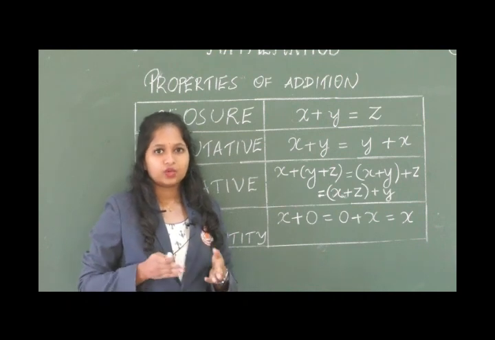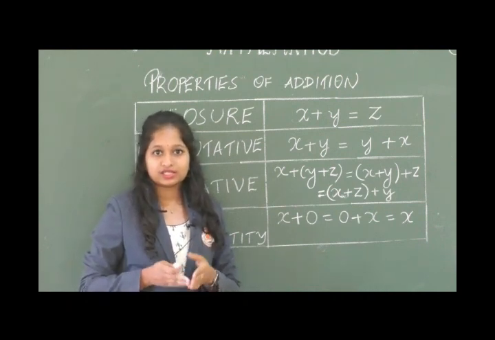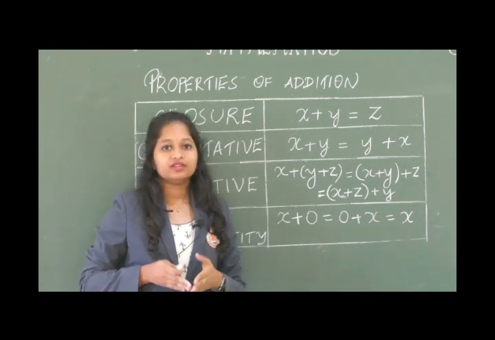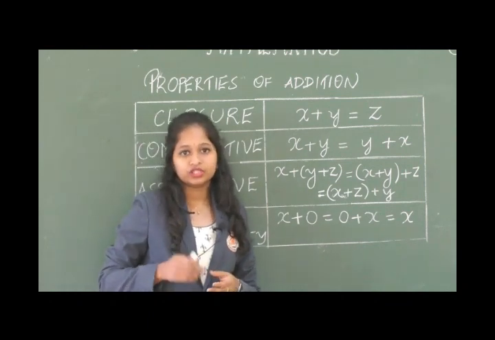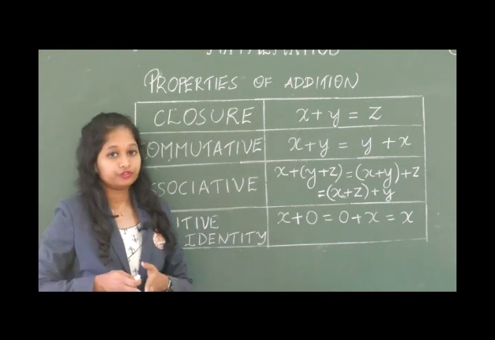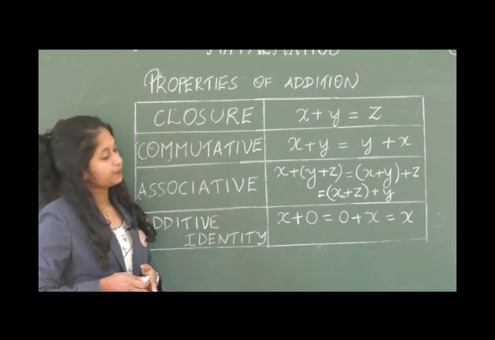That is, if you add 1 plus 2, you get 3. It is a whole number. Whatever you take for x and y, you will get the result as a whole number. That means closure property is true for addition.